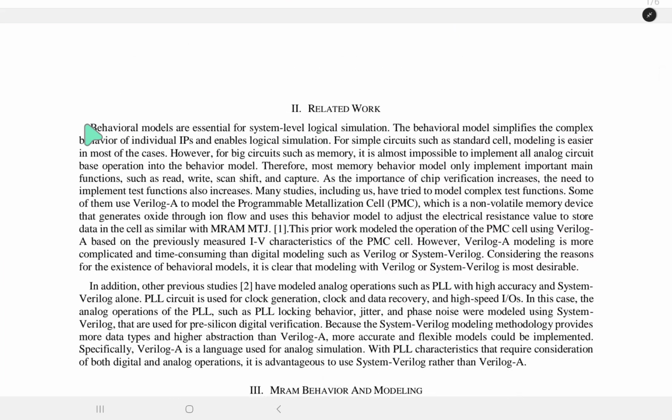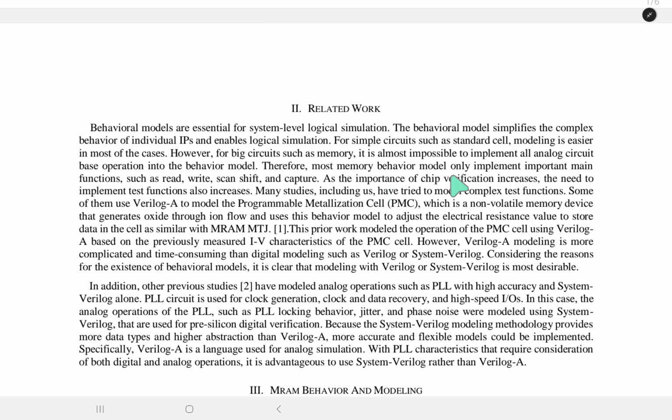Section 2, related work. Behavior models are essential for system-level logical simulation. The behavior model simplifies the complex behavior of the individual IPs and enables logic simulation. For simple circuits such as standard cells, modeling is easier in most cases. However, for big circuits such as memory, it is almost impossible to implement all analog circuit-based operations into a behavior model. Therefore, most memory behavior models only implement the important main functions such as read, write, scan, shift, and capture.